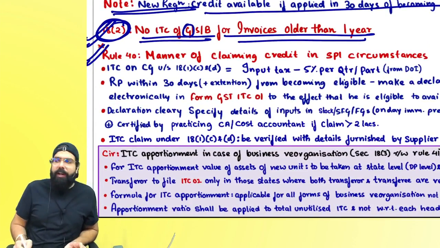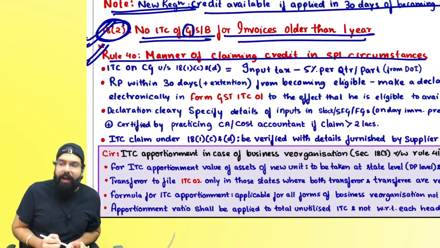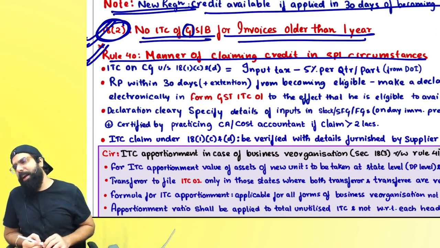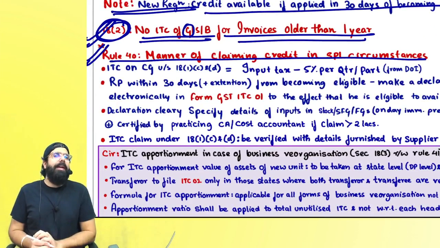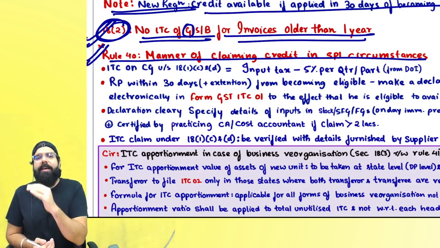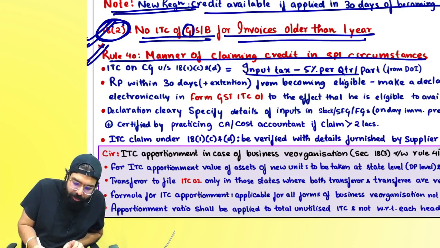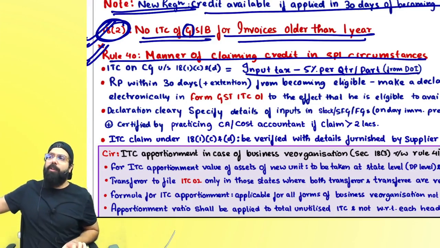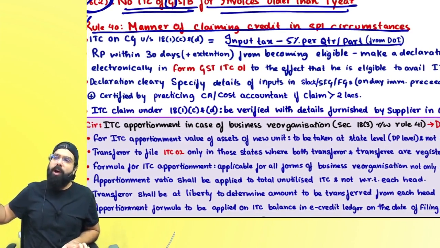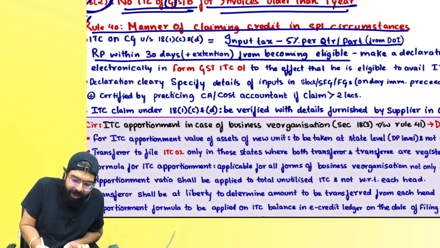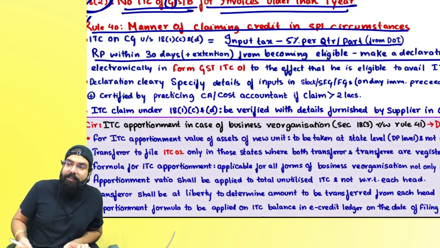Rule number 42 says the manner of claiming the credit under section 18(1)(a), (b), (c), (d). How will you do it? They are telling under section 18(1)(a), (b), (c), (d). Anyways, input is allowed. In (c) and (d), the credit on capital goods will also be allowed. From the date of invoice, you have to reduce 5% per quarter or part thereof. You have to file within 30 days, plus a 30 days extension can be given.